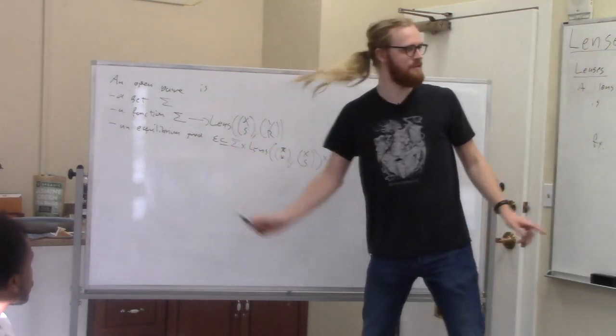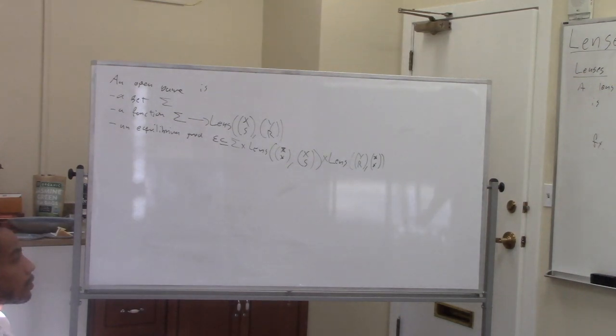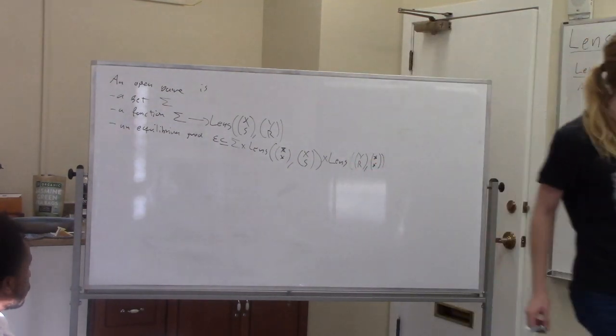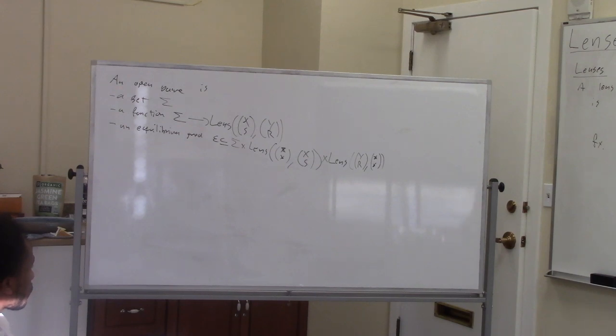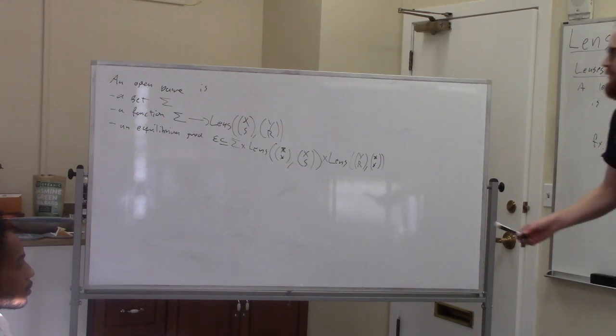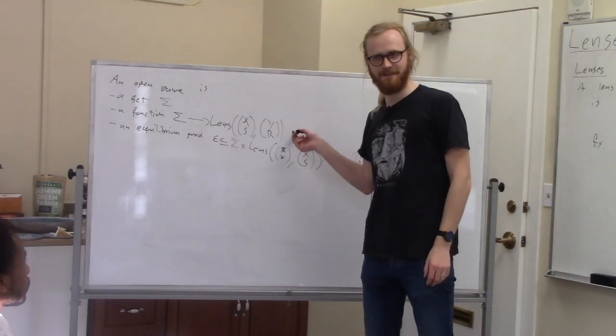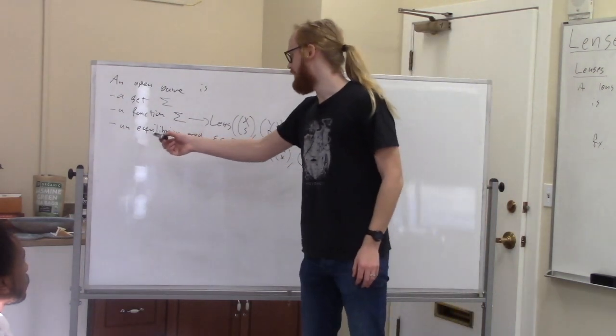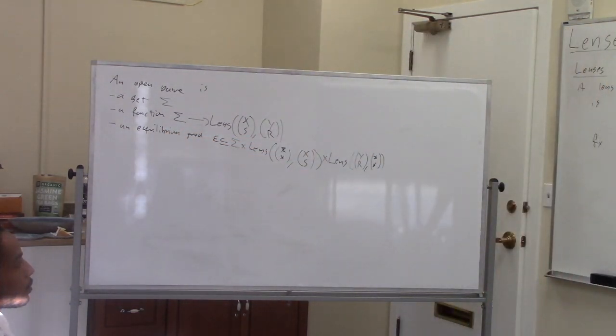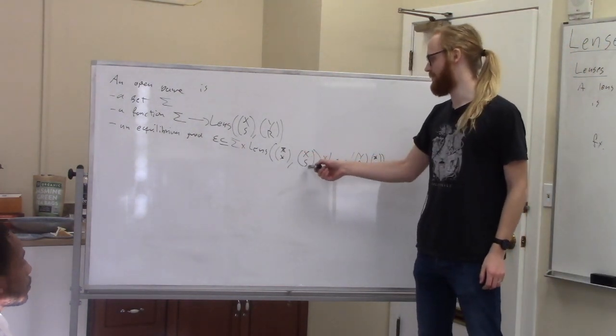So why is this true? Obviously this data is a function from X to Y, and this data is a function from X times R to S. So these two things together give us a function from sigma to the set of functions from X to Y, and a function from sigma to the set of functions from X times R to S. So the first two things together become a function from sigma to the set of lenses, and for the equilibrium predicate, it's sigma and then a lens from 2 singletons to X S.